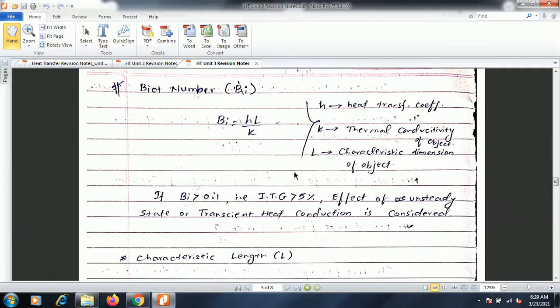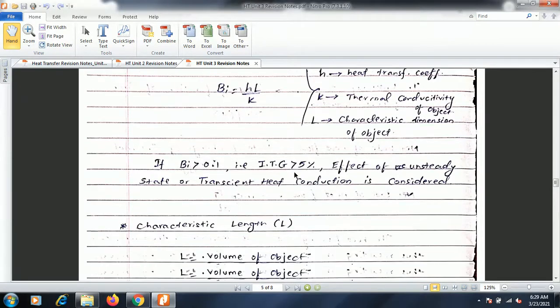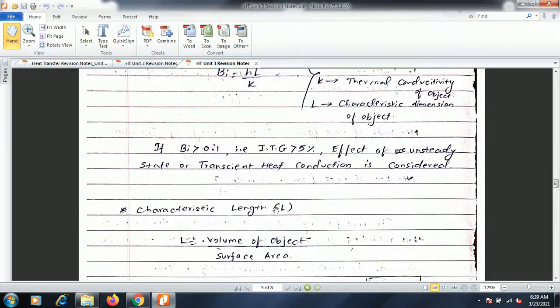It is given by hL divided by k, where h is the heat transfer coefficient, k is the thermal conductivity of the object, and L is the characteristic dimension of the object. If the Biot number is greater than 0.1, then the internal temperature variation is greater than 5%, and the effect of unsteady state or transient heat conduction is considered.